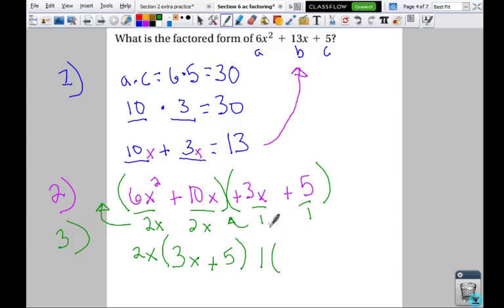And then 3x over 1 is still 3x. That doesn't change. 3 over 1 is 3. Plus 5 over 1 is 5. And we are almost done. We have almost finished all our work.